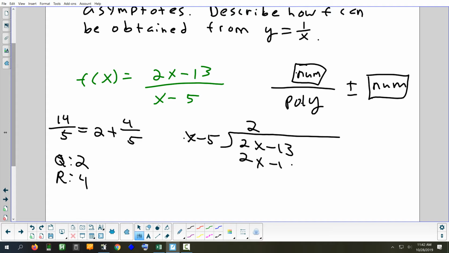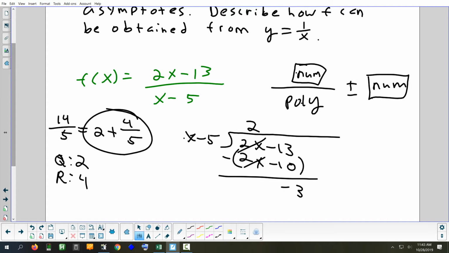2 times negative 5. And does anyone remember what I do with these columns now? Subtract. That's gone. Negative 13 plus 10 is negative 3. So I'm done. I've got my quotient and I've got my remainder.